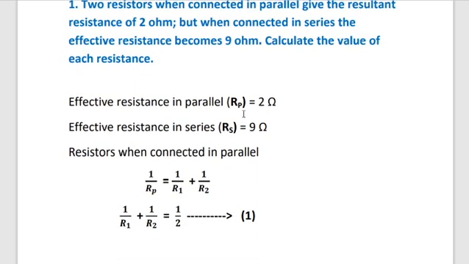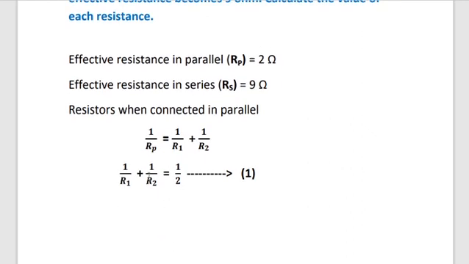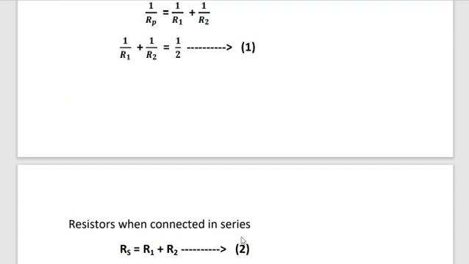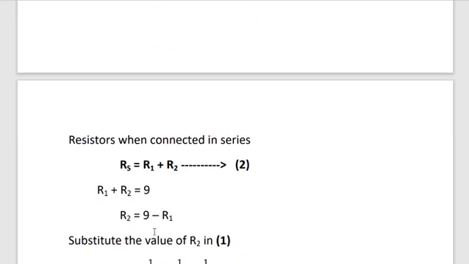Here is a very important point: Rp is given, but we write 1 by Rp. So 1 by Rp means 1 by 2. So 1 by R1 plus 1 by R2 is equal to 1 by 2. That's equation number 1. For resistors connected in series, we know the formula R is equal to R1 plus R2. So R1 plus R2 is equal to 9.